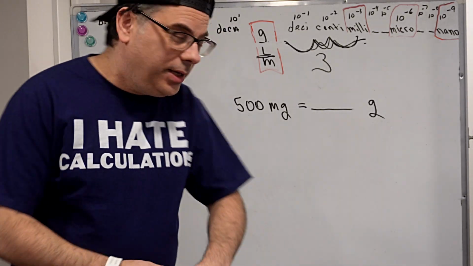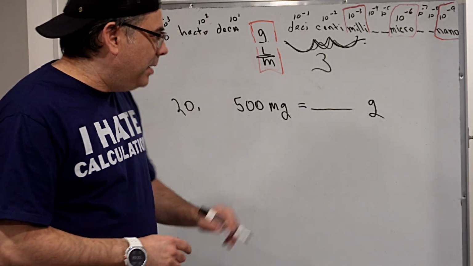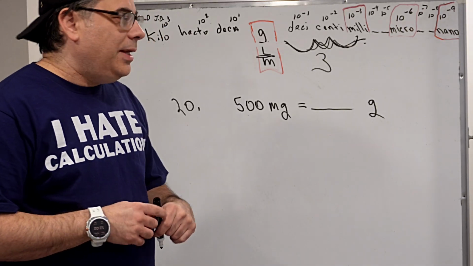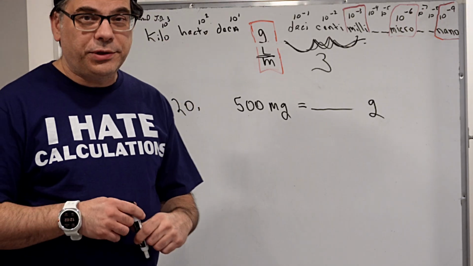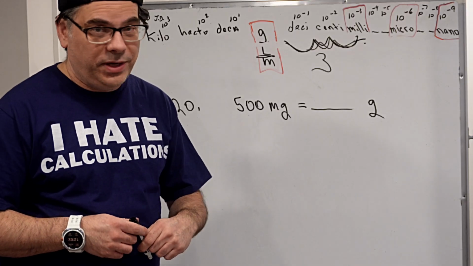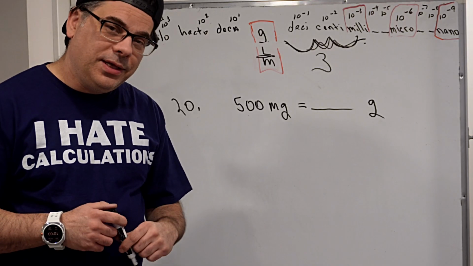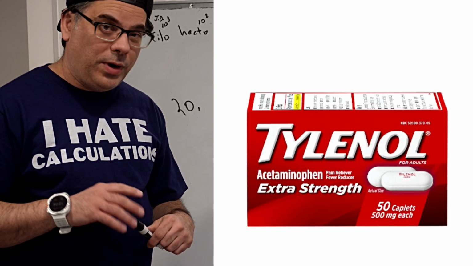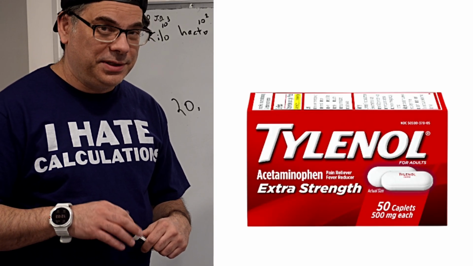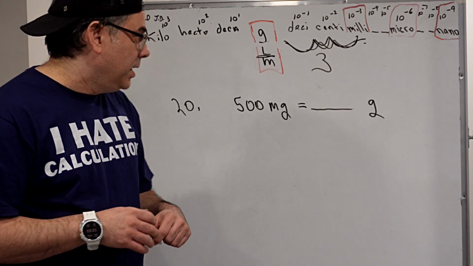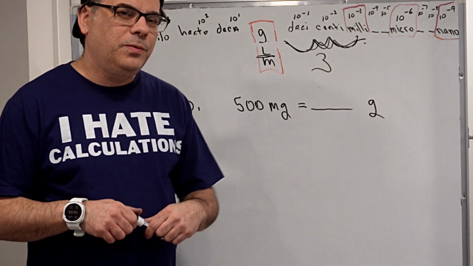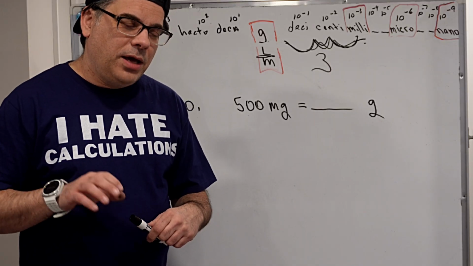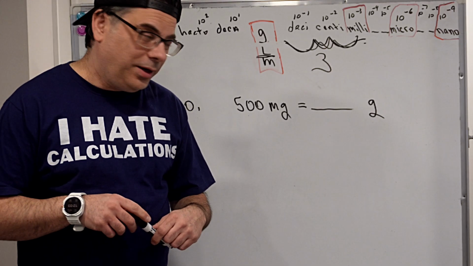Okay, question 20. 500 milligrams is equal to how many grams? Now this is an important question. I like to think of Tylenol. Tylenol extra strength. Generic name is acetaminophen. Extra strength capsule or tablet comes 500 milligrams. Now 4 grams, if you take it in one shot, is going to start causing some liver damage. 10 grams will kill you. So you always want, when you work in retail or in the hospital setting, to make sure you're not giving the patient too much Tylenol.